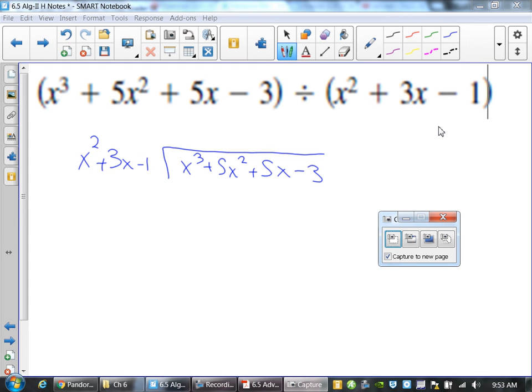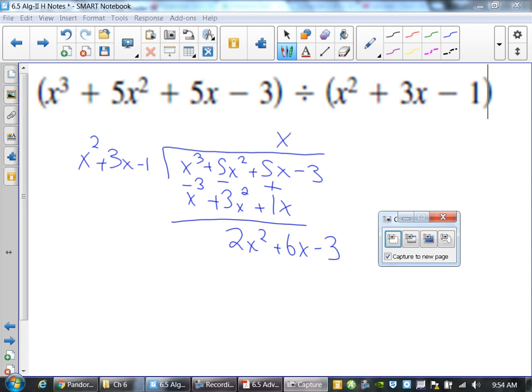This one should be pretty easy. X squared into x cubed is x. Subtract all three parts. Wouldn't the one be negative? It was. Oh, okay. I did the same change, opposite, real quick.